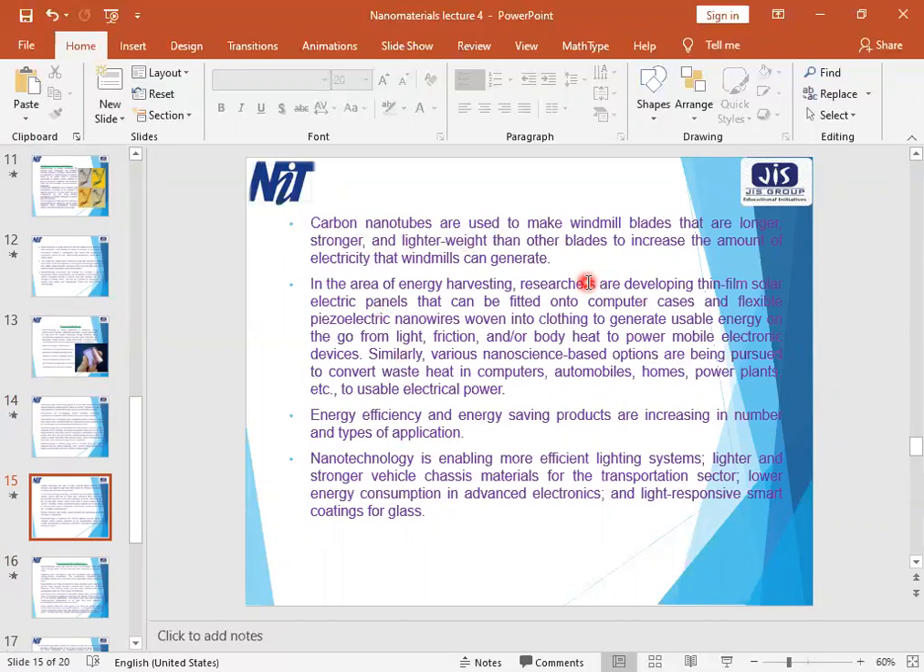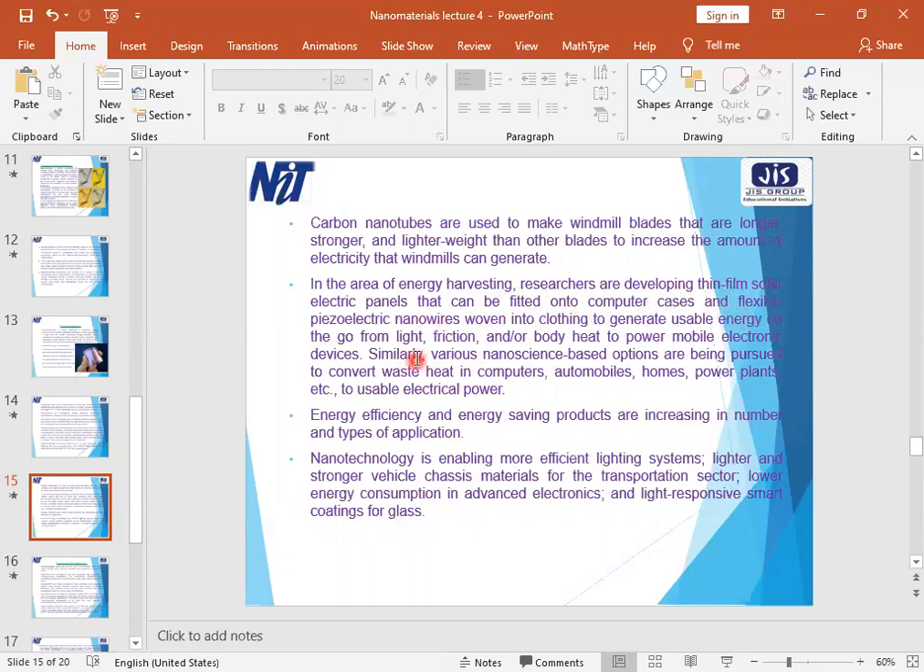Okay, the windmill blades are made with carbon nanotubes, and because of that, the blades are longer, stronger, and lighter in weight. And due to that, their efficiency becomes more. They can produce more electricity. In the area of energy harvesting, researchers are developing thin film solar electric panels that can be fitted onto computer cases. On the computer cases, you can fit the solar electric panels.